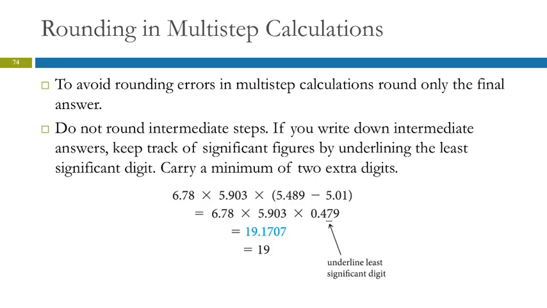We are going to get to some examples here. To avoid rounding errors, when we have multiple steps in a calculation, we don't want to round at every step. Sometimes those rounding errors can get significant, so we're going to avoid them. We want to only round the final answer, but we have to keep track of the significant figures as we're going along. So don't round intermediate steps. Keep track of sig figs by underlining the last significant digit, that uncertain one.